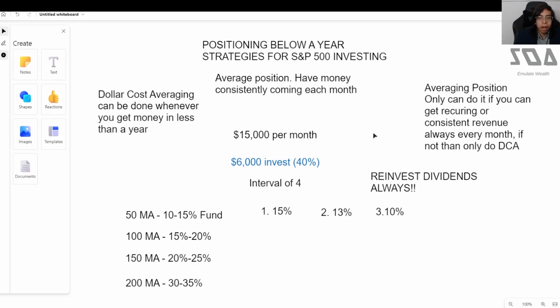In the next lesson, we'll talk about how to invest in the S&P 500 if you're not going to invest in less than a year, but let's say a year, for example. All right.